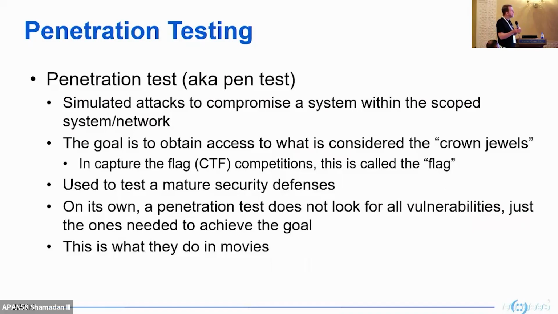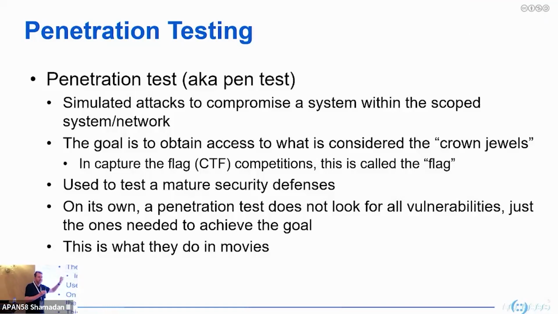Comparing and contrasting this against penetration testing, or pen testing: pen tests are simulated attacks to compromise a system, again within a scope on the network. Usually when someone is performing a penetration test, they're given a scope of which IP addresses they are allowed to attack and how they're allowed to go in and perform their scanning. The goal for a penetration test is not to find every single vulnerability. The goal is to actually break in and gain access to sensitive information as defined by the owner of that network. This is sometimes called the crown jewels.